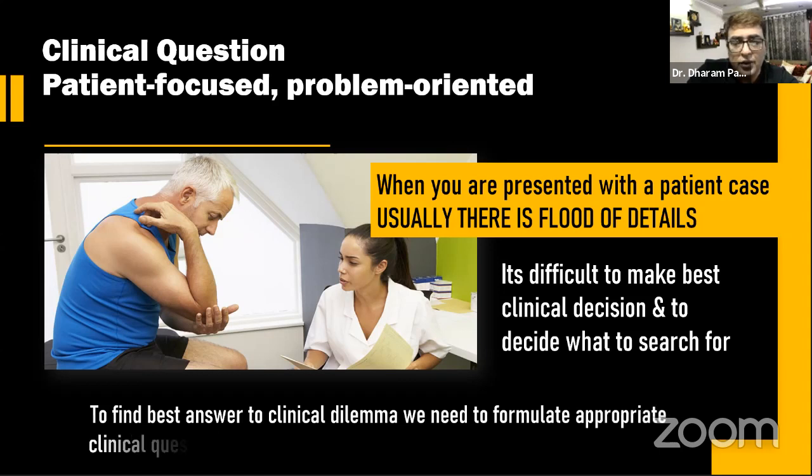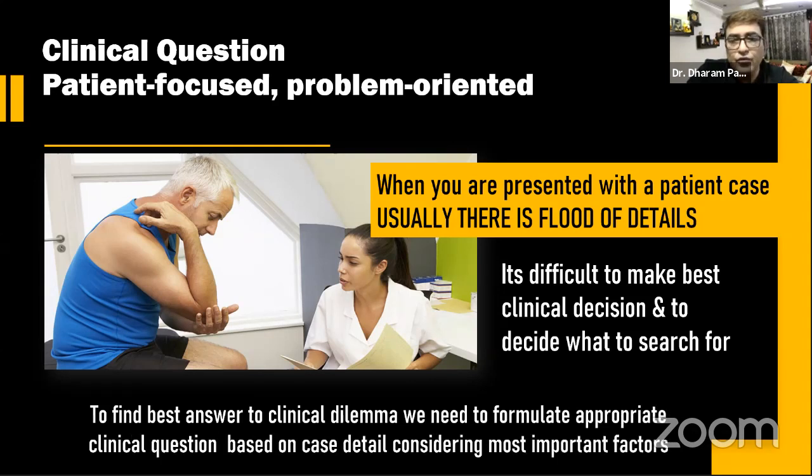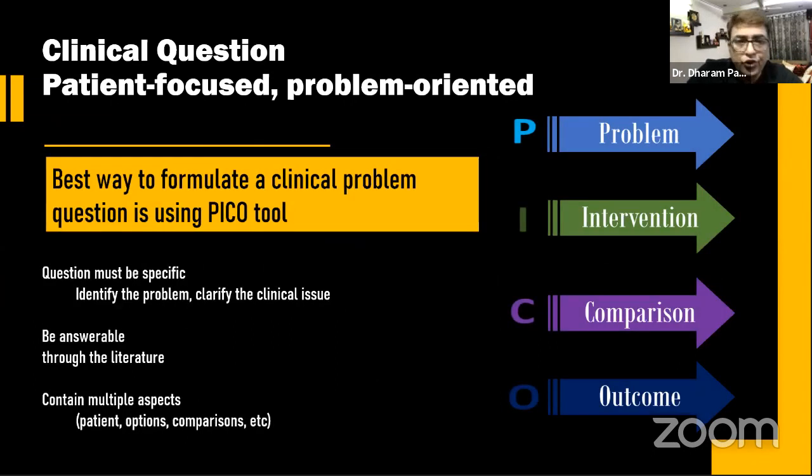And to find the best answer to this clinical dilemma, we need to formulate an appropriate question to search. To make an appropriate question, there is something called the PICO tool, P-I-C-O. We use this tool to formulate our question. Once the question is well formulated, searching for evidence will become easier and more relevant.